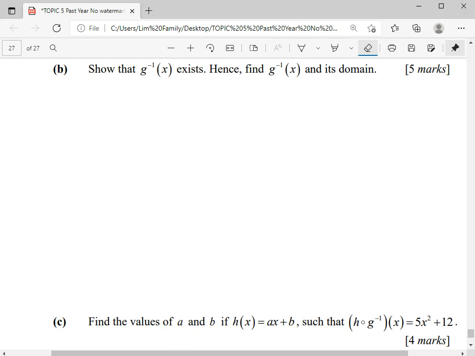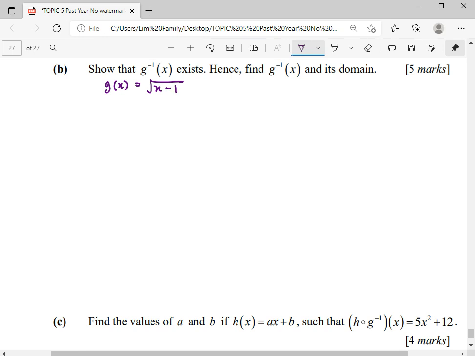Okay, continue for question B. Show that g inverse exists. If we want to know whether the inverse exists or not, we have to find out if it is a one-to-one function. We can test it using the algebraic method, where we perform the calculation to show that g inverse exists. Start from the function g(x), which we found just now: g(x) is equal to the square root of x minus 1.